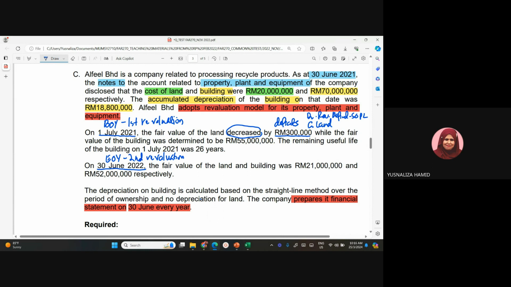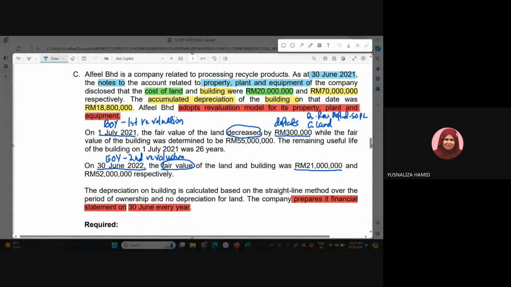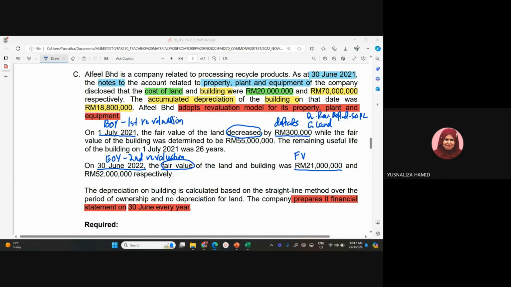So you have the fair value of the land and building was 21 million. So you have been informed what the fair value is. Earlier on, you were informed what the deficit was, but this was the fair value, and the fair value was 21 million. So this is actually the fair value 2. Why fair value 2? Because this is the revaluation for the second time.